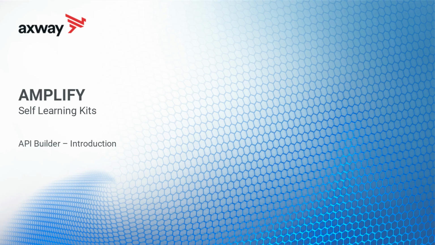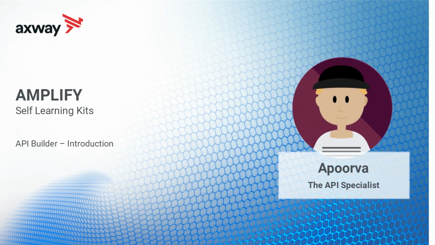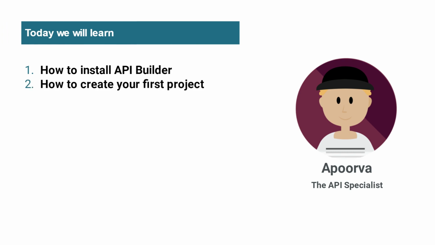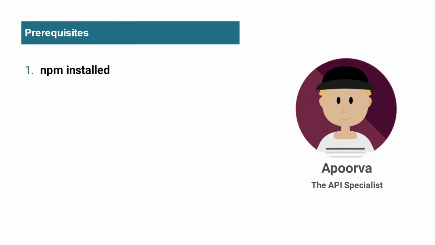In this presentation, we'll be acting as the role of an API specialist. Today we'll learn two main things. First, we'll learn how to install API Builder, and second, we'll create a project and show you around the console and the folder we created. The only prerequisite is to have npm installed.